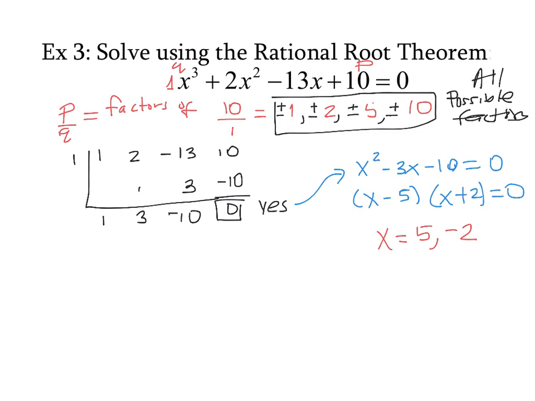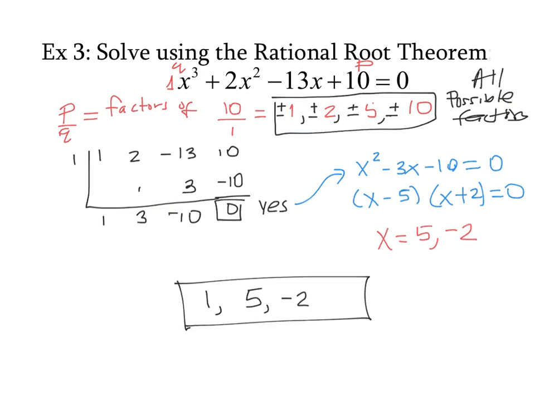And also, don't forget the one that we tried out. So we have those two. So the answers become, we have 1, the one we tried, and it worked, and 5 and negative 2. So those are the zeros.